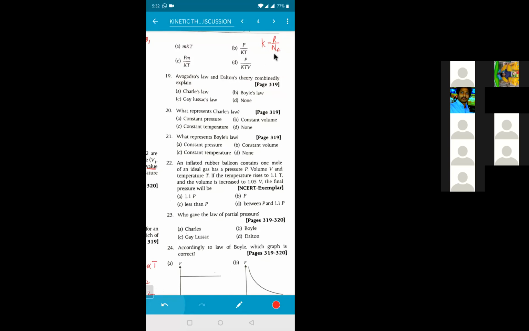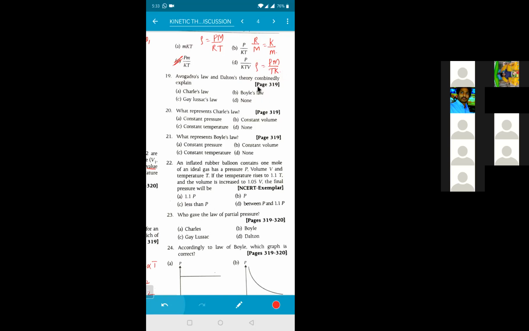Sorry, it should be K by M. What can I write then? Density is equal to P into capital M divided by R into T. So R by capital M can be written as K by small m, Boltzmann's constant. So rho will be equal to P into small m divided by T into K. So that is the solution.